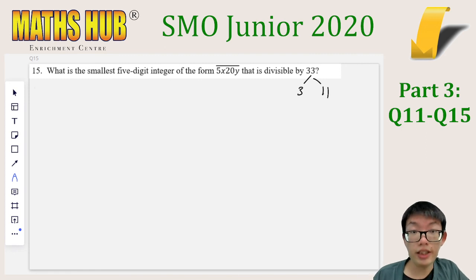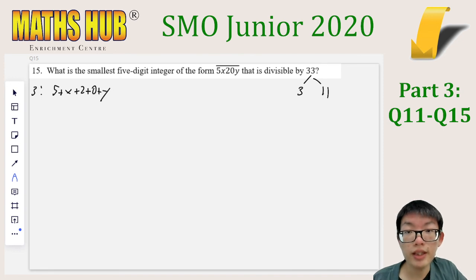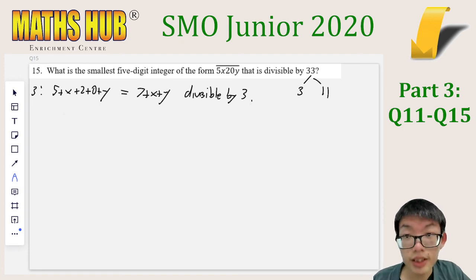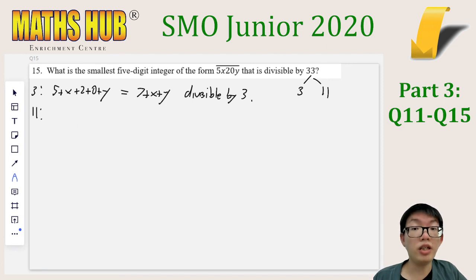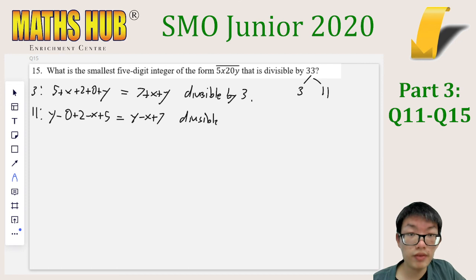So the test for 3, as we know, is that the sum of digits must also be divisible by 3. So 5 plus x plus 2 plus 0 plus y, which is 7 plus x plus y, is divisible by 3. The test for 11 is using the alternating sum, y minus 0 plus 2 minus x plus 5, and this is y minus x plus 7, is divisible by 11.